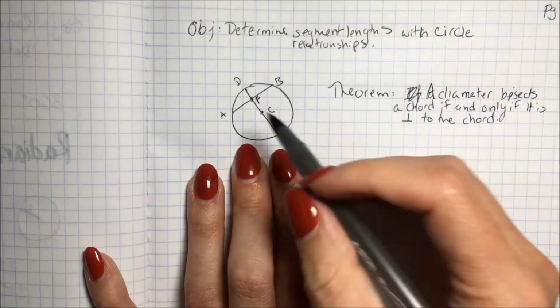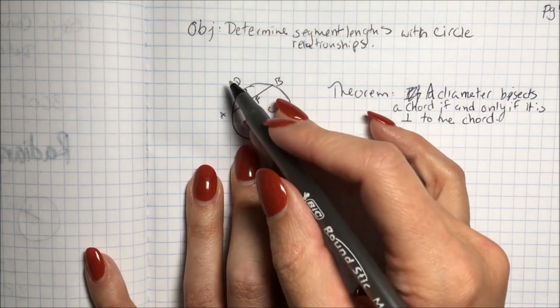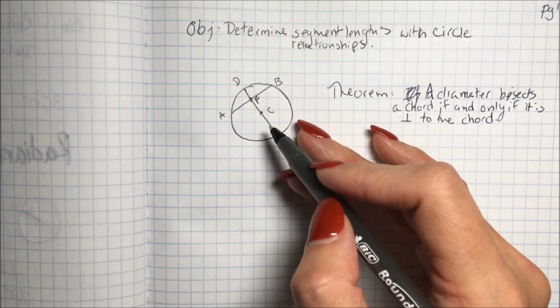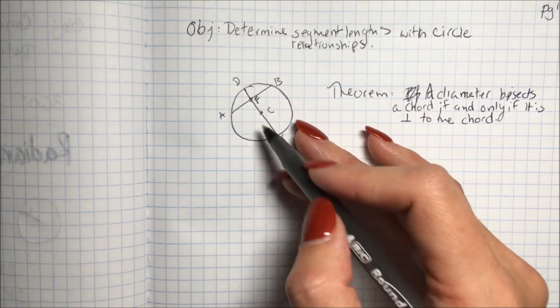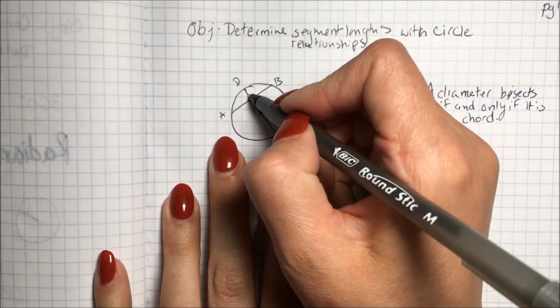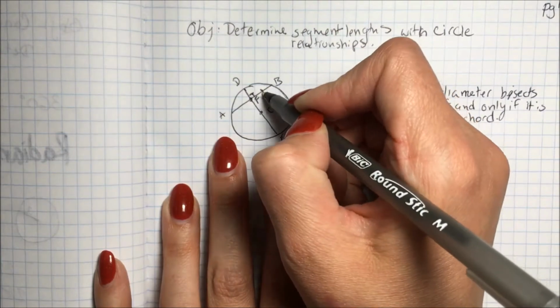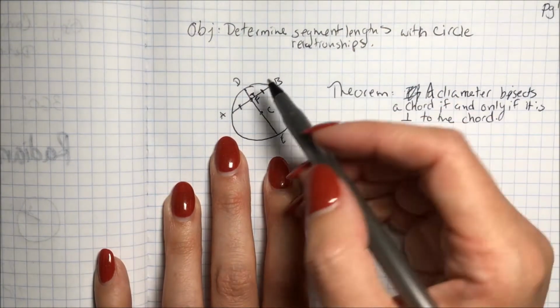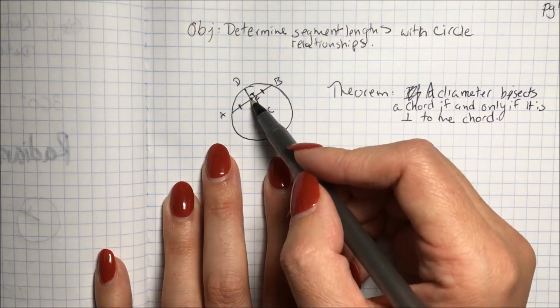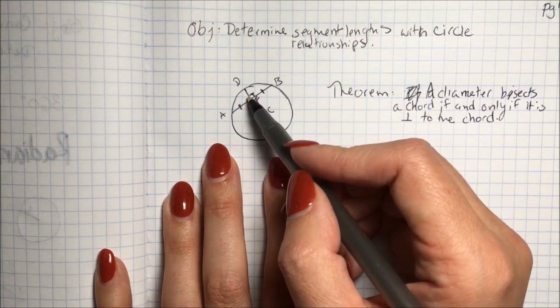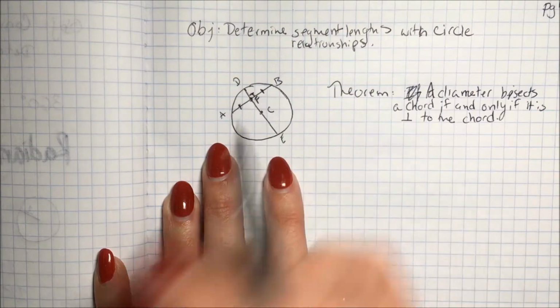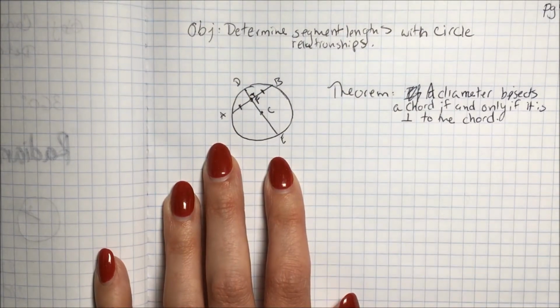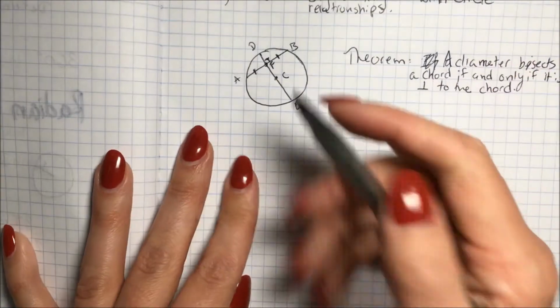So that means that for any chord there is a perpendicular bisector that goes through that chord, and that perpendicular bisector will be a diameter. Okay, and AF will be congruent to FB, and angle DFB will be a right angle. Okay. Now let's do one problem with this.